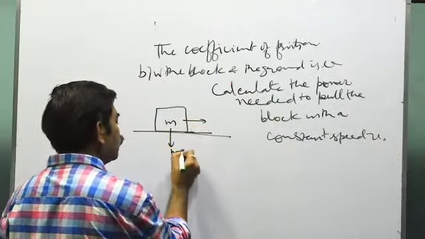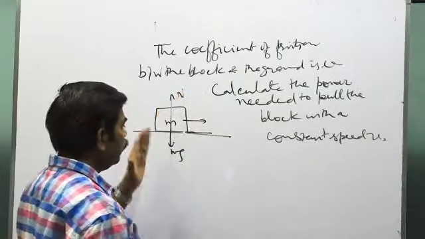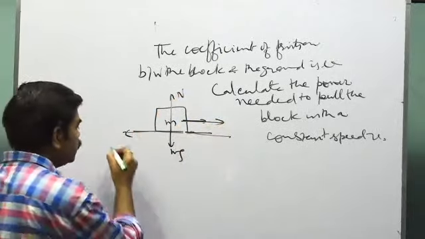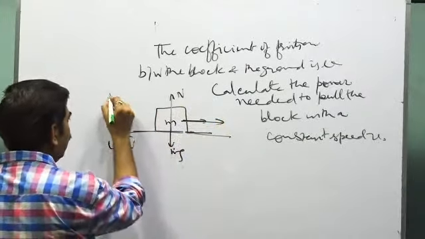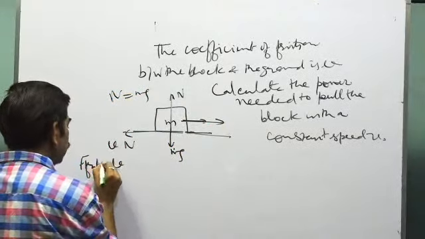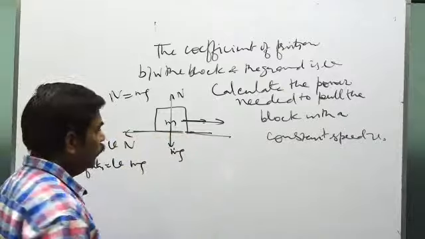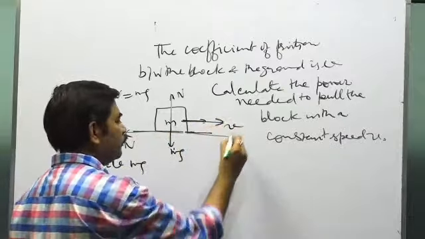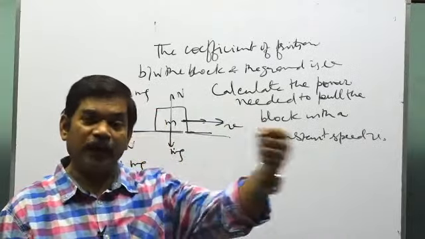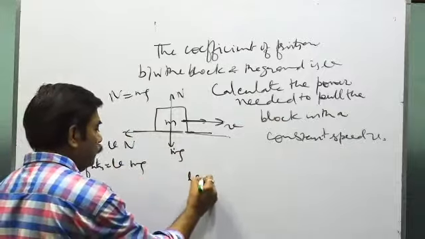You see, mg is downwards, the normal force n is upwards. When we try to carry the block along this direction, the force of friction will be acting in the opposite direction. How much? Mu into n. Because we know that n is equal to mg, the force of friction will be mu into mg. There is a force of friction acting in the backward direction, and we are carrying the block along this direction with a velocity v. So how much force will we have to apply? Only that much as the friction, that is mu mg.